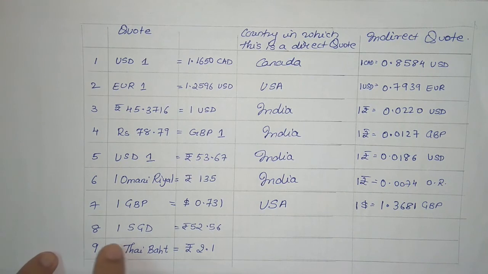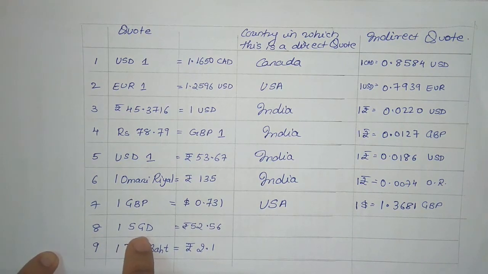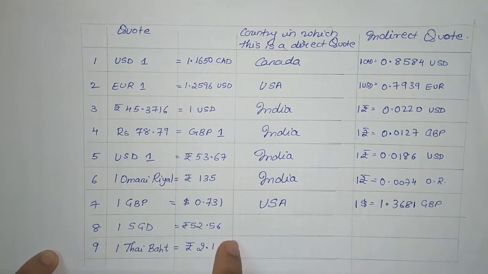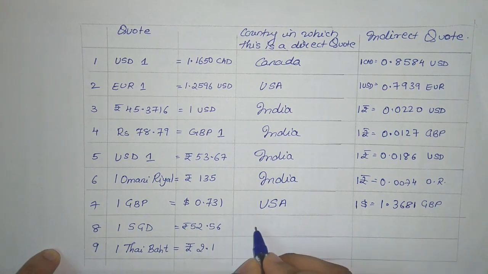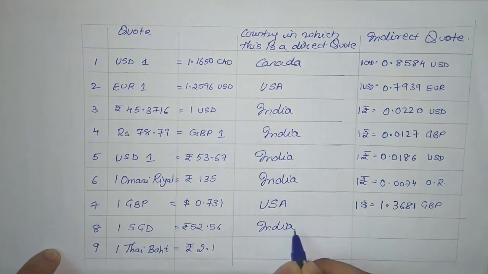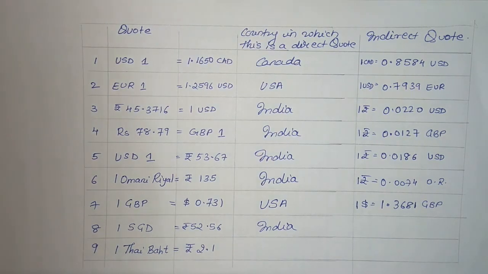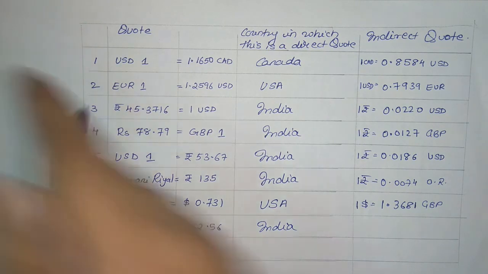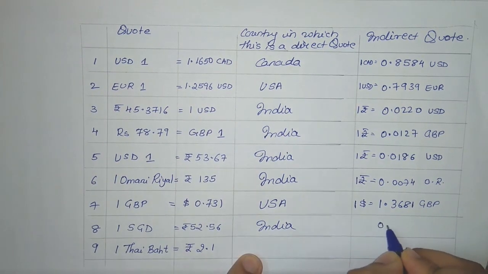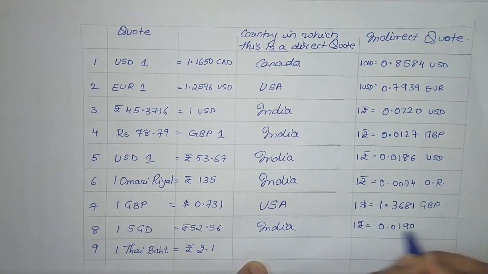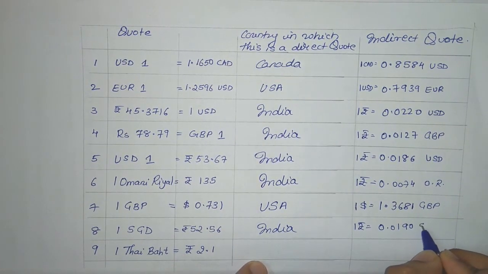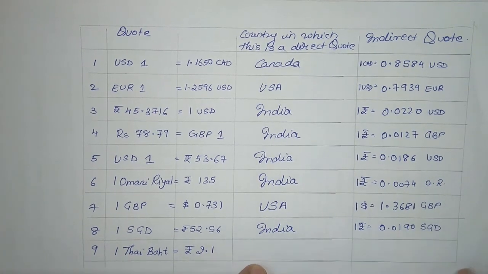Now the next, 1 Singapore dollar is equal to rupees 52.56. Here the base currency is Singapore, so the direct quote is again in India. Now in order to find the indirect quote, it will be again reciprocal, that is 1 divided by 52.56, which is 0.0190. So here 1 rupee is equal to 0.0190 Singapore dollar.